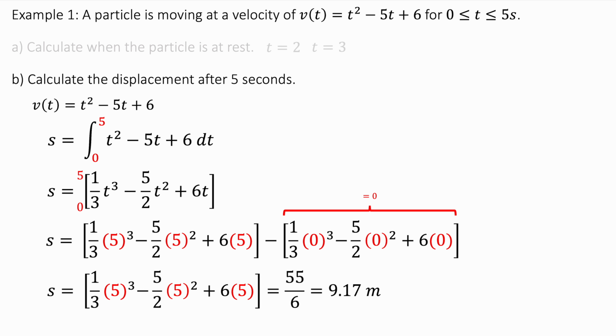However, if you were in a non-calculator exam, you would have to substitute the 5 in and work it out on paper. Dealing with the fractions, it wouldn't be fun, but you can do it. So the displacement at 5 seconds is 9.17 meters.